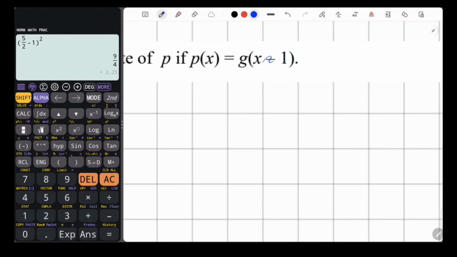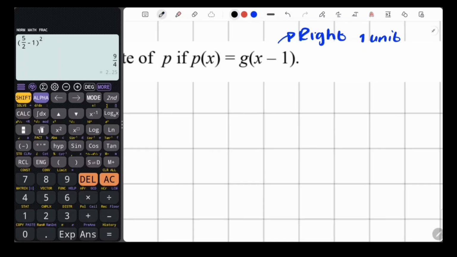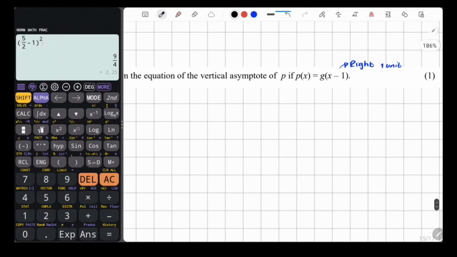So when you add or subtract directly from the x, this is a left or right movement. But now when we have a minus, so we have minus 1, then this means that it's going to move to the right, specifically just by 1 unit. It's moving 1 unit to the right. So the thing about these questions, you first have to interpret what's going on. So after interpreting what's going on, let's go ahead and focus on what they want.